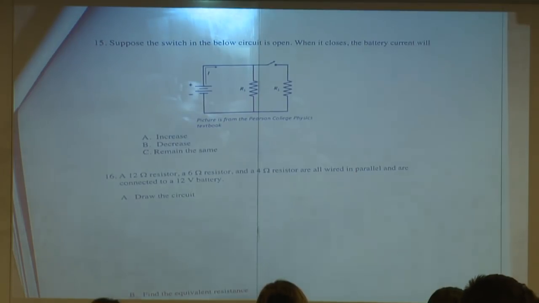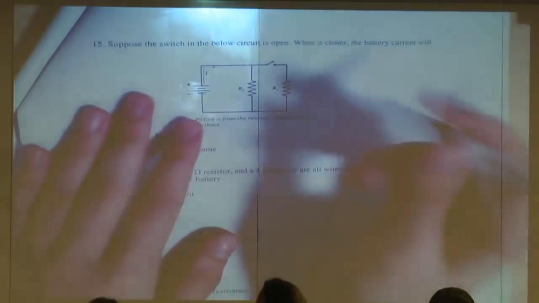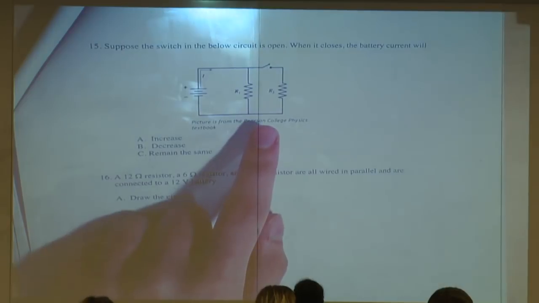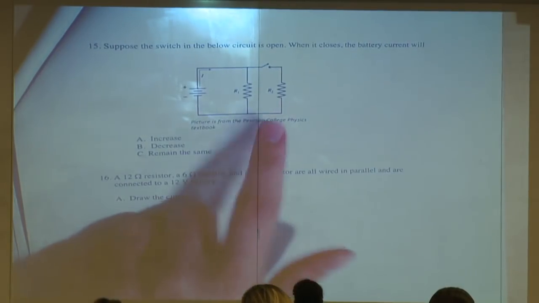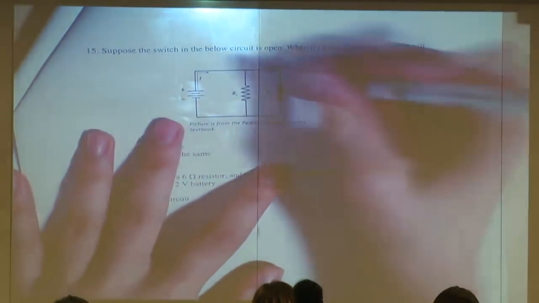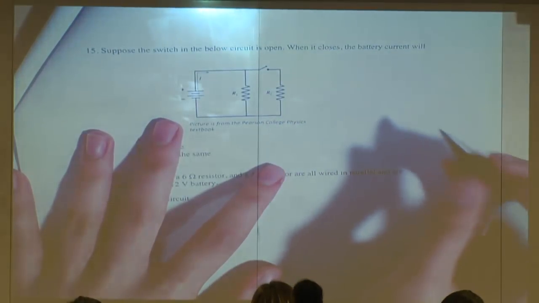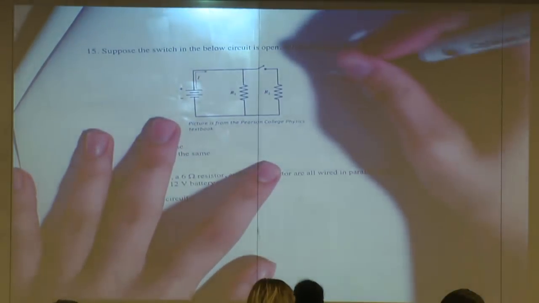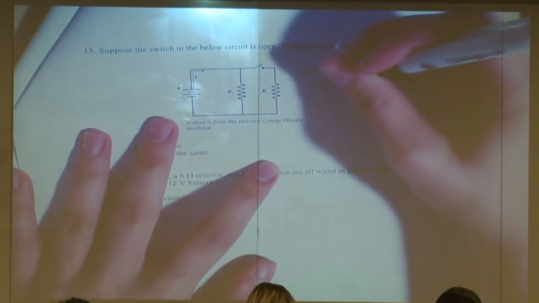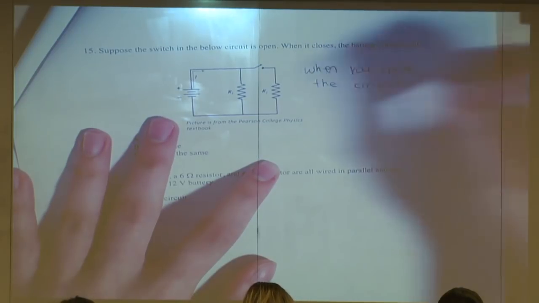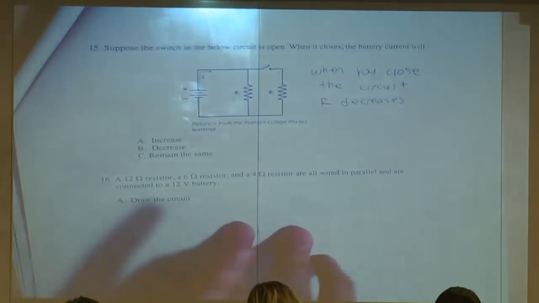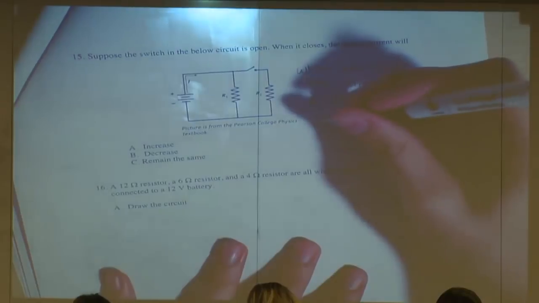Okay, so right now it's open. Once it closes, keep in mind this is a parallel circuit. What will happen to the resistance when it closes? Do you guys think it'll increase or decrease when the switch closes? Decrease, good, because it's in parallel, right? So the more and more resistors you add, the lesser the resistance gets. So I'll just write when you close the circuit, R decreases. Okay, so now we're going to use good old Ohm's law, V equals IR.